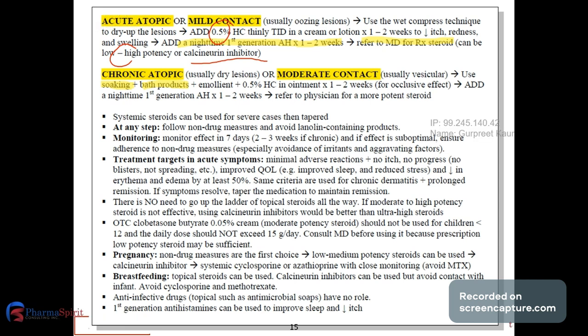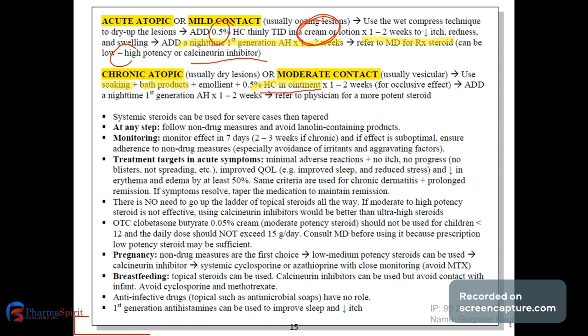We also can use 0.5% hydrocortisone in ointment. We all know that if the skin is dry, we use ointment. If the skin is wet, we use cream. And that's why in the top section here, we used the cream, because the skin was wet. So we use 1%, 0.5% hydrocortisone in ointment. We use it for 1 to 2 weeks, and the ointment has an occlusive effect, which helps with the hydration of the skin. If it doesn't help, we add a nighttime first generation antihistamine for 1 to 2 weeks. If it doesn't help, then we refer the patient to the physician for a more potent steroid.